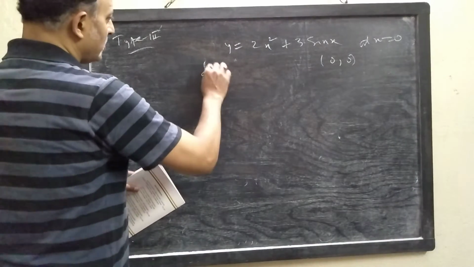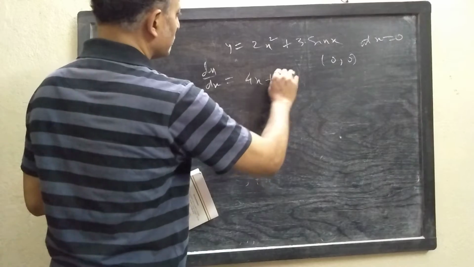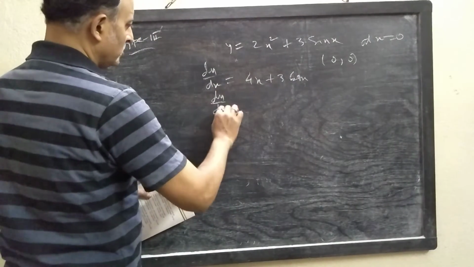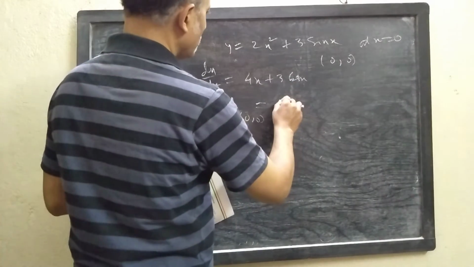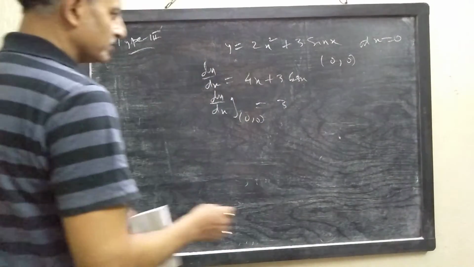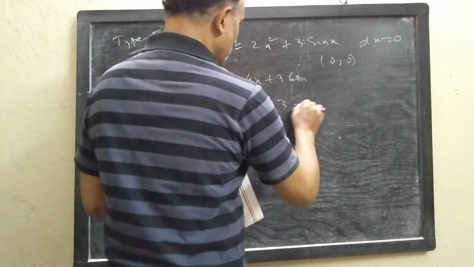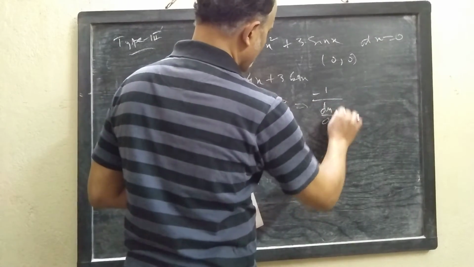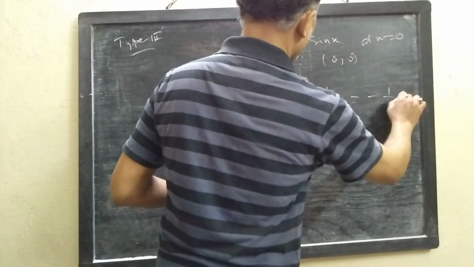So first find dy/dx. Your dy/dx will be 4x plus 3 cos x. So now dy/dx at (0, 0) will be 3, because cos 0 is 1. So this is the slope of the tangent. So the slope of the normal will be minus 1 by dy/dx at (0, 0), which will be minus 1/3.